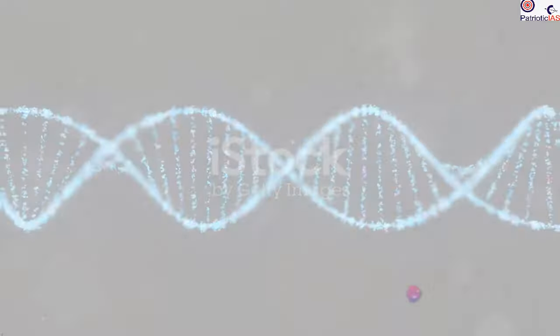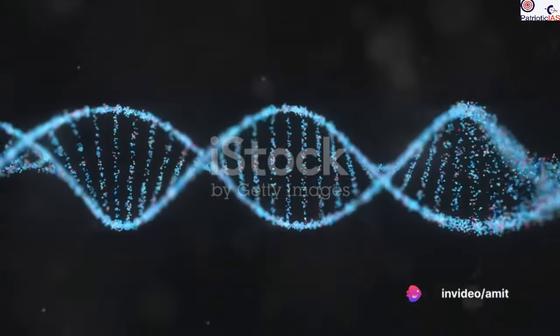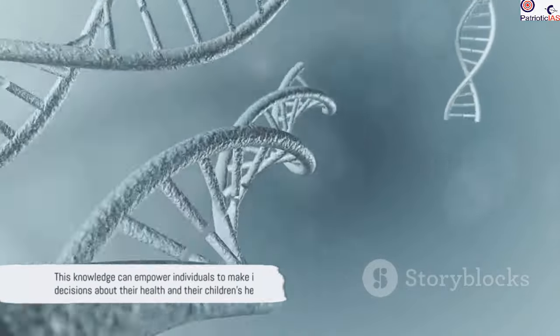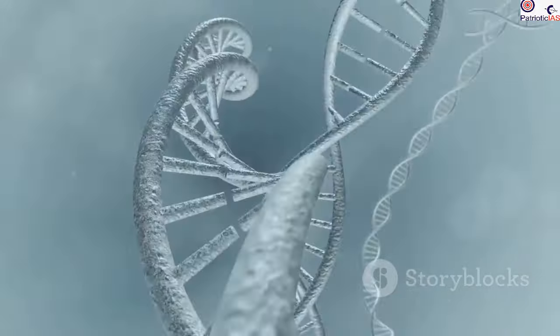In conclusion, understanding the mechanics of autosomal recessive genetic disorders like sickle cell disease is key to deciphering how these conditions are passed down through generations. It all boils down to the genetic lottery that happens at conception, where the combination of genes from each parent determines whether a child will develop the disorder, be a carrier, or be free of the disease. This knowledge can empower individuals to make informed decisions about their health and their children's health.